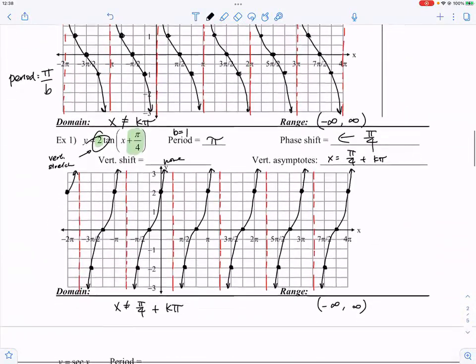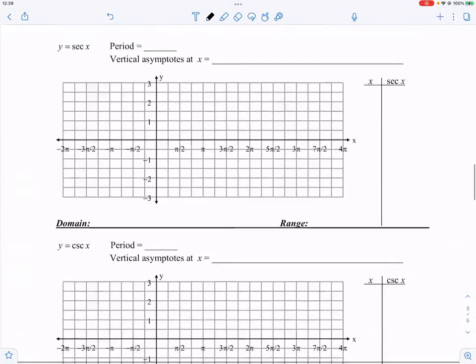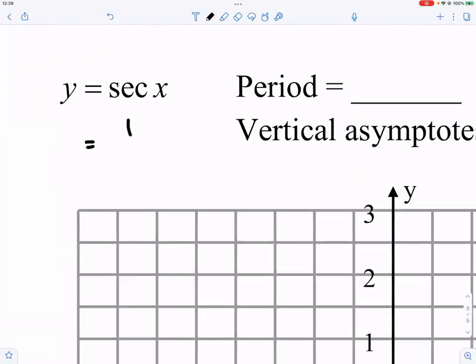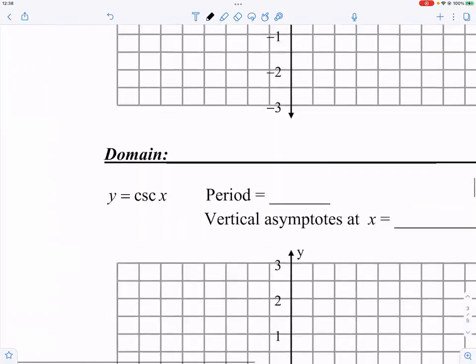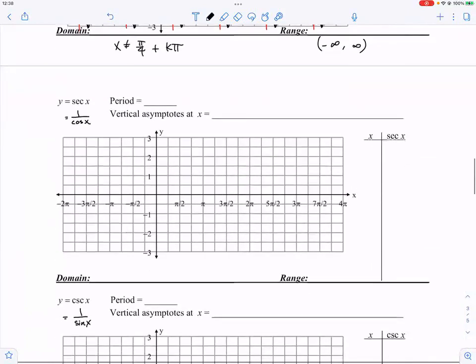All right, so breathe. And now, next page. Now for the next page, we have secant x and cosecant x. What's secant x? 1 over cosine x. And what's cosecant? 1 over sine x.